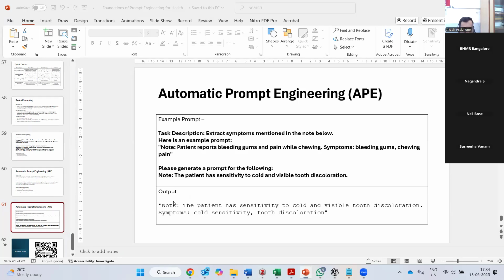Are you reachable on akash.gp@IIHMR? Yeah, that's my official mail ID. Yeah. Any other questions?